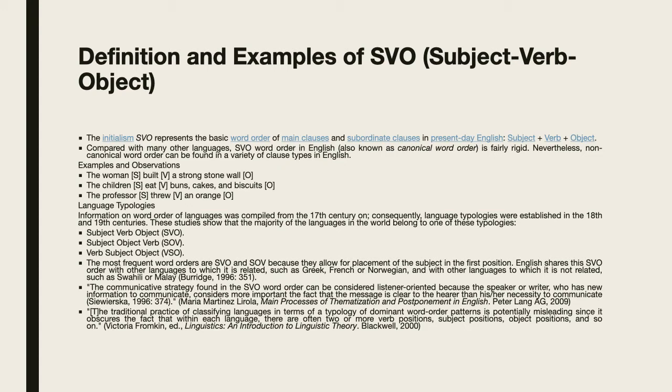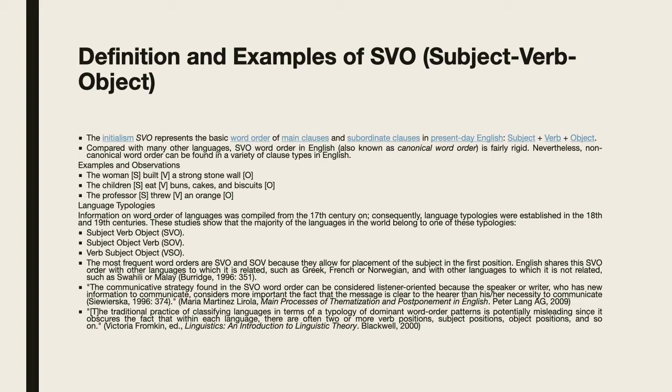So, the definition and the examples of SVO. The initialism SVO represents the basic word order of main clauses and subordinate clauses in present day English. Subject plus verb plus object. Compared with many other languages, SVO word order in English, which is also known as canonical word order, is fairly rigid. Nevertheless, non canonical word order can be found in a variety of clause types in English.